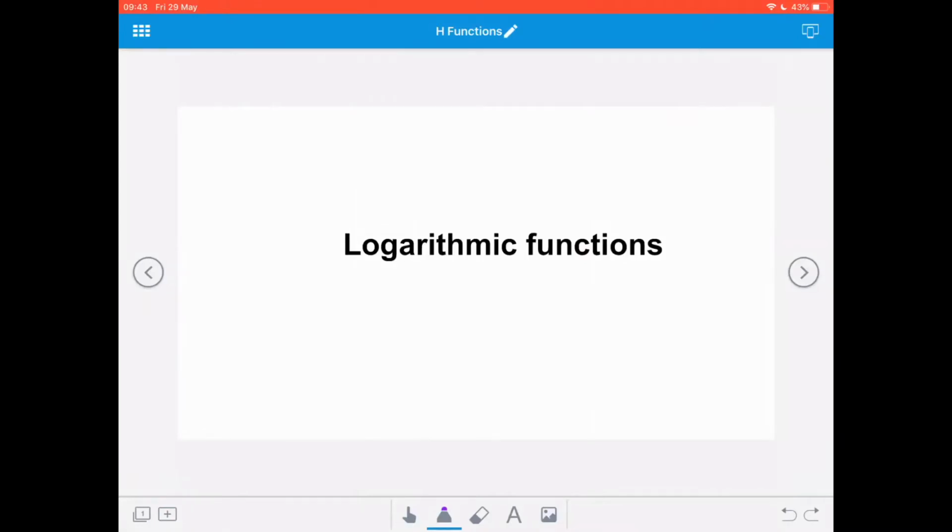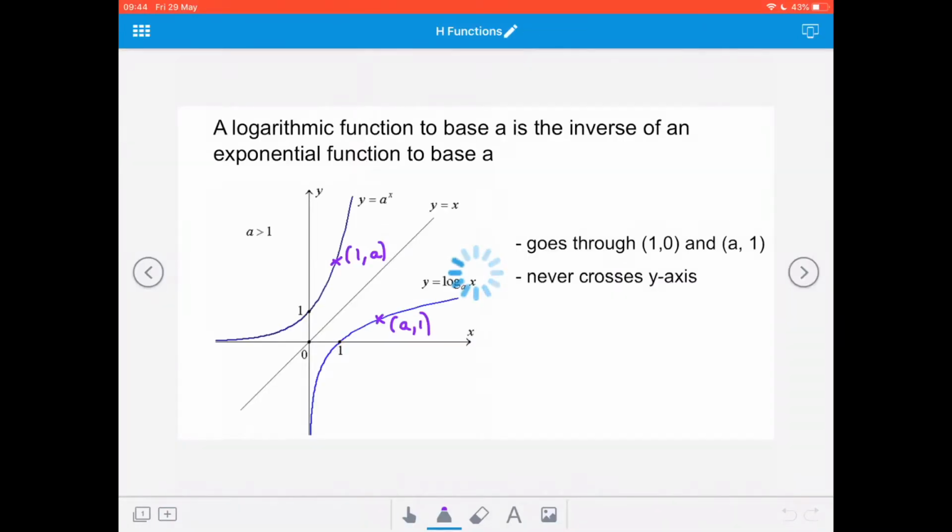So now we're going to look at logarithmic functions. A logarithmic function to base a is the inverse of an exponential function to base a. You can see on this graph I have plotted the y equals a to the x exponential function going through the points 0, 1 and 1, a. If we reflect that function in the line y equals x, we get the inverse function, which is y equals log to the base a of x, and it goes through the points 1, 0 and a, 1.